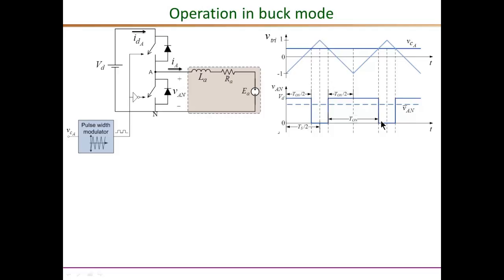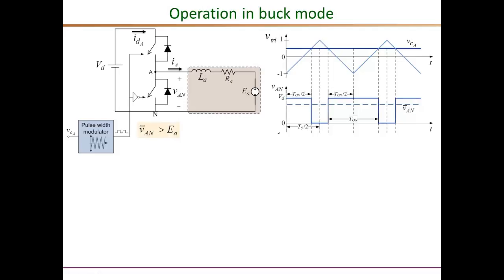So this is buck mode, which means we need the VAN average, which is denoted by this dotted line, to be higher than E sub A. We need to control the D, the VCA, such that VAN average is higher than E sub A.